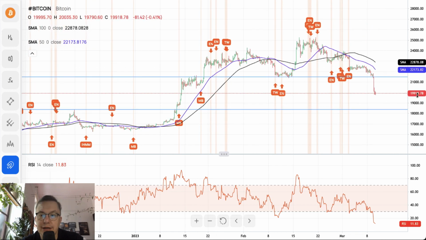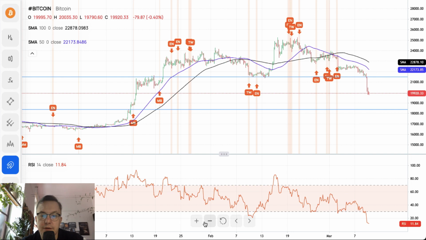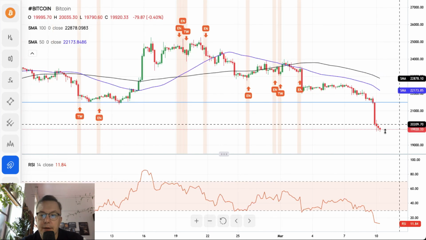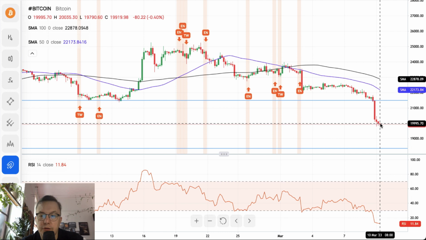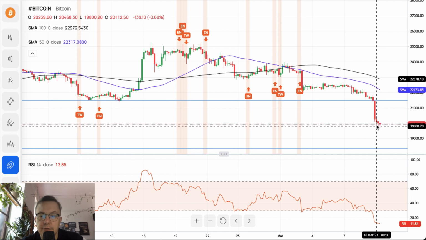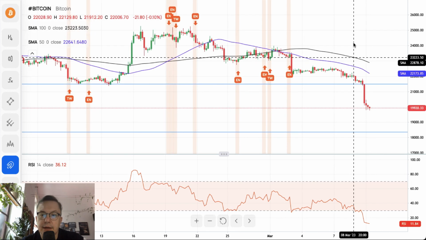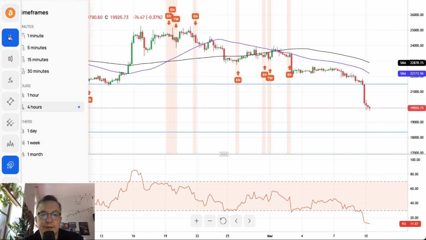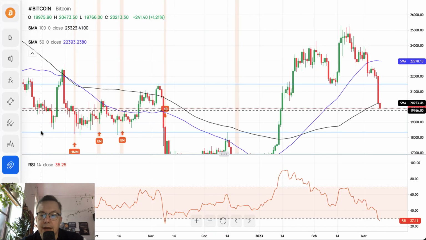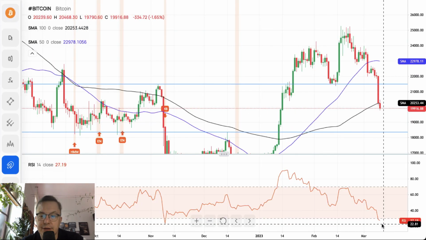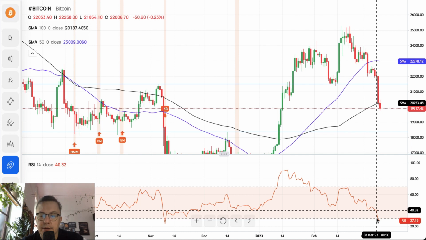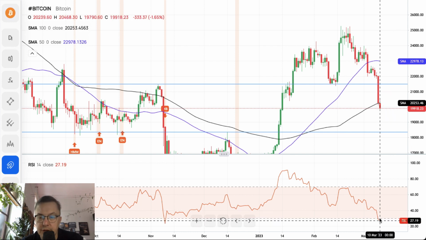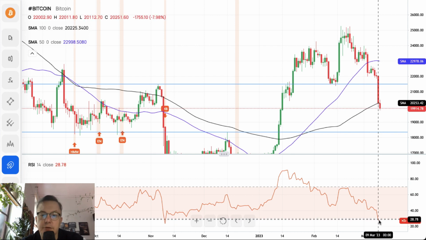We are already below 20,000. The local low so far was made around 19,800, and it looks like this market is getting towards extremely oversold conditions, of course on the 4-hour chart, 11.84. Nevertheless, if we switch to the daily, you can clearly see that there's still some room for this movement to the downside. We hit the extremely oversold market conditions, but there's still some room for the market to move lower.